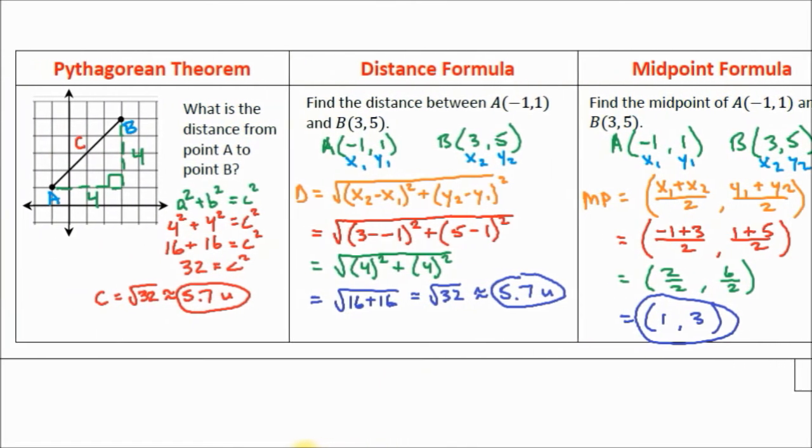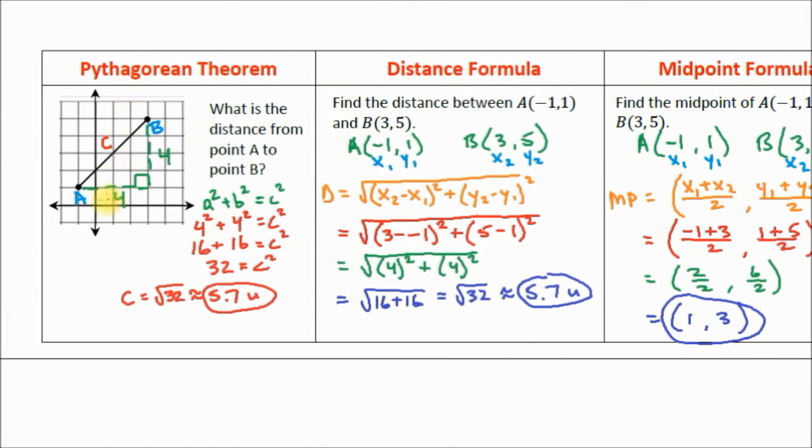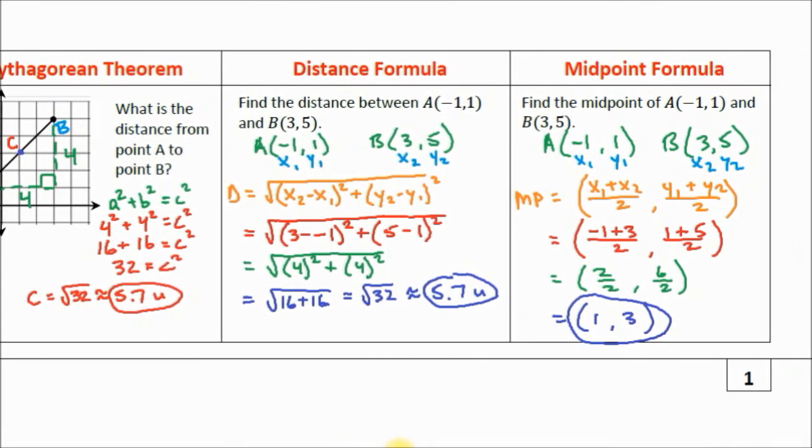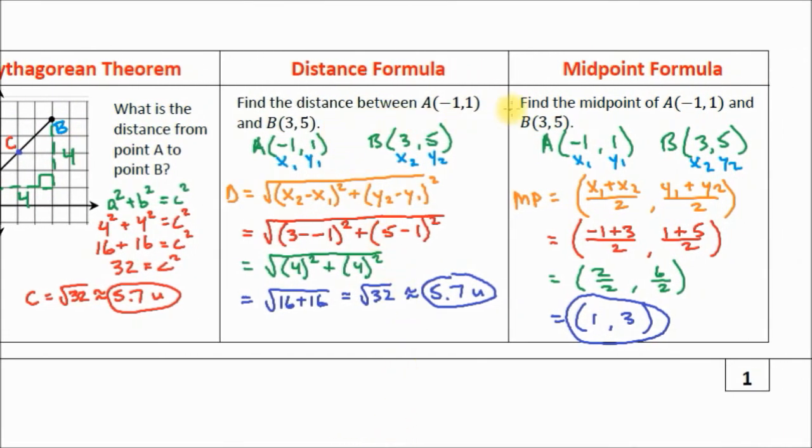Now I used the same coordinates A and B. Let's plot that. Here's our origin. 1, 1, 2, 3. So you can see, class, that midpoint makes total sense for this particular segment AB. So there is your review again of Pythagorean theorem, or finding distance with the distance formula, or using the midpoint formula.